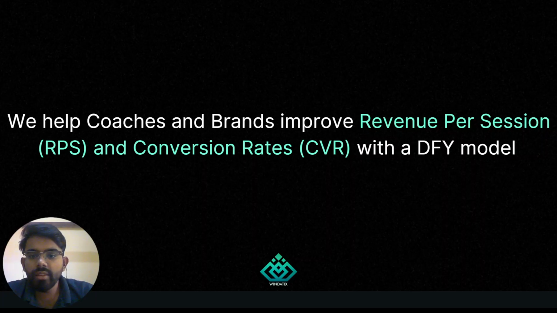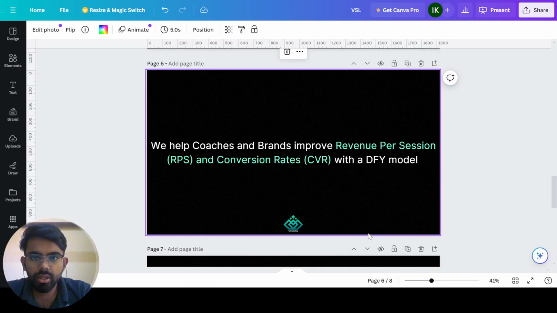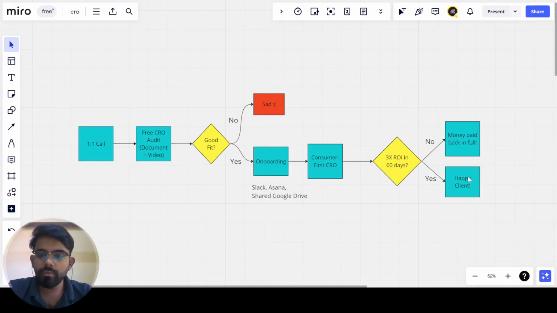We help coaches and brands improve revenue per session, RPS, and conversion rate, CVR, with a done for you model. So I have a flow chart for you guys over here. You first get on a one-to-one call, and we provide a free CRO audit for your website, which will include a video recording and documents as well to go through the audit. And if we are a good fit, we'll start with the onboarding process. If not, we would gladly discontinue the process.